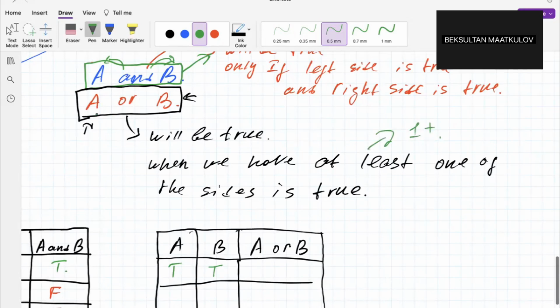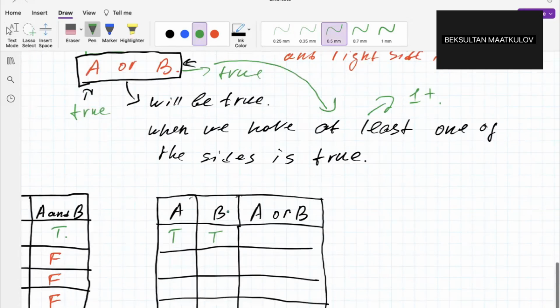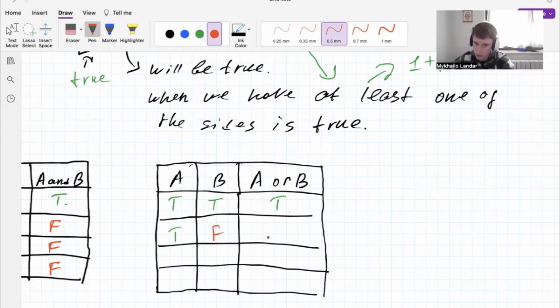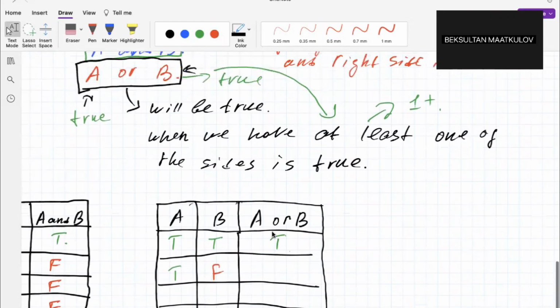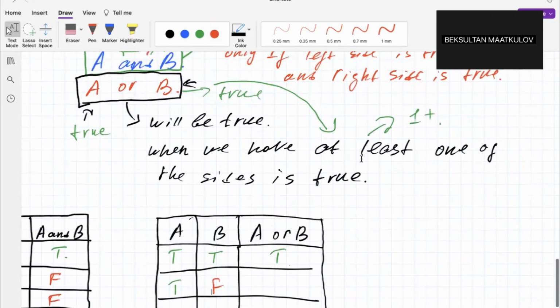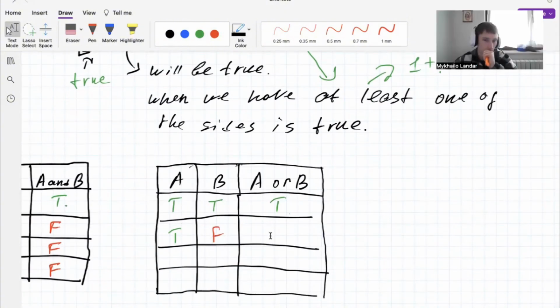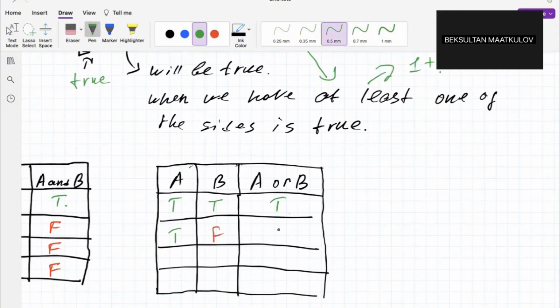So if A is true, I'll write true, and B is true, I'll write true. This satisfies at least 1, because we already have 1. We can have 2 truths, we can have 3 truths, and so on, but the word at least means 1 plus. So in this case, A or B will be true. But what about if A is true but B is false? Not really false. Think about it. It's written when we have at least one of the sides true. Do we have at least one of the sides true here? Yes. Then it will be true. I'll write it true.